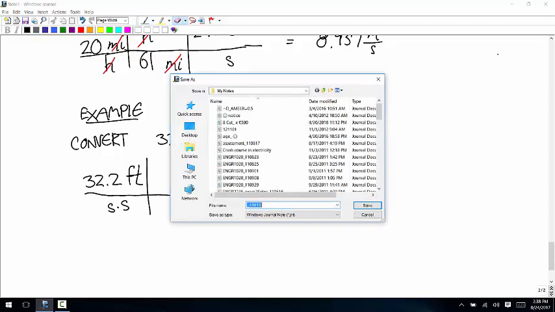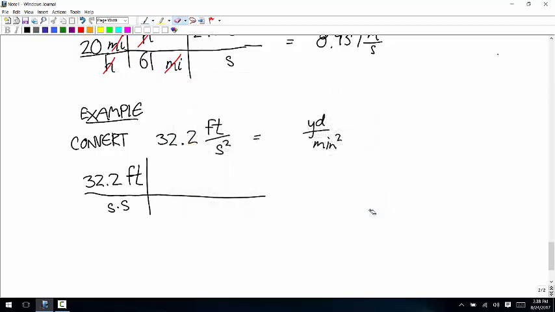The equivalences, let's use: 1 yard is equal to 3 feet, and 60 seconds is equal to 1 minute.